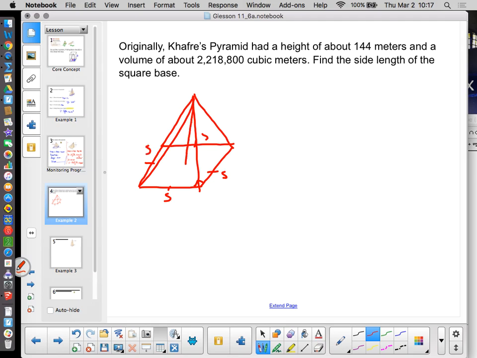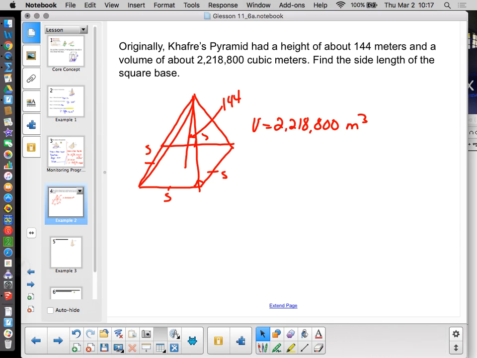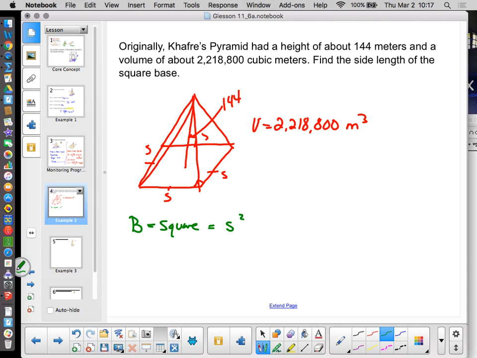We know the height is 144. And we know the volume equals 2,218,800 meters cubed. So what do we have to do? Well, again, we've done this before where we have a different unknown. We kind of work it backwards. My base area I don't know. My base is a square. We know that. So the area is going to be simply side squared.